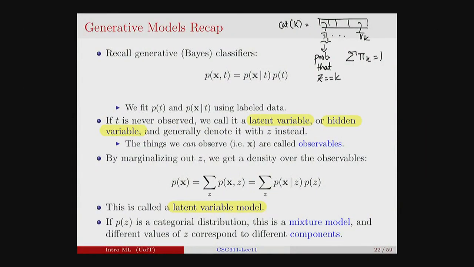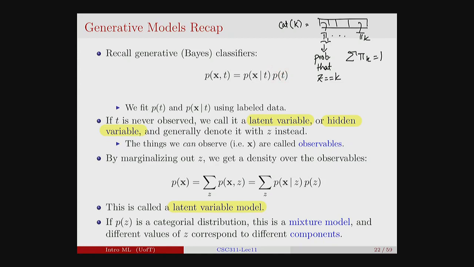And so let's think again about the generative Bayesian classifiers that we're familiar with. In the prediction case, what we had were two quantities, the prior probability of the class label and the conditional probability of the data given that class label. We were doing maximum likelihood estimation to fit these two sets of parameters, both the prior as well as the conditional likelihoods of the data. So we fit P(t) and P(x | t) using labeled data. That's what we did for naive Bayes, for Gaussian discriminant analysis, and all the other variants thereof that we discussed. What we want to do now is consider the case where t is not observed.